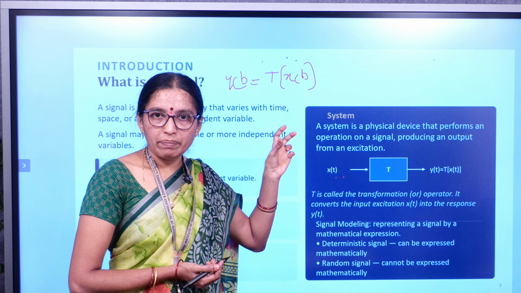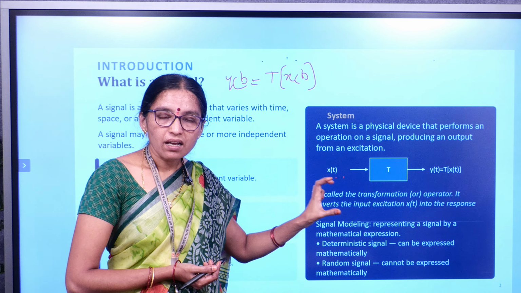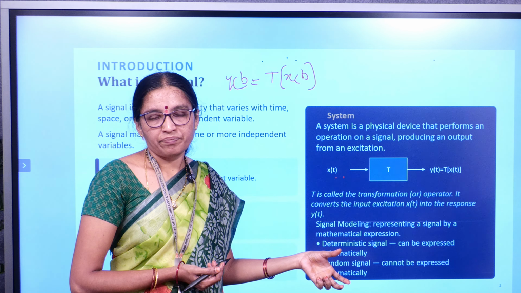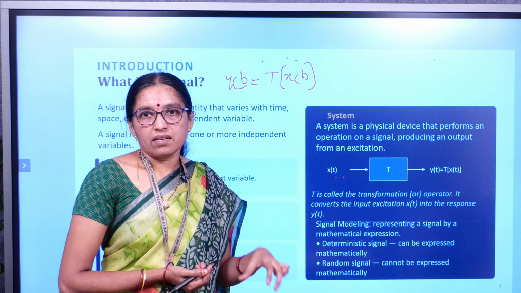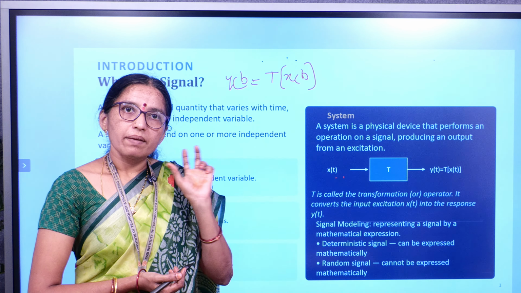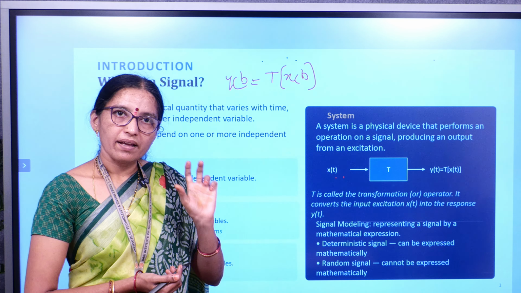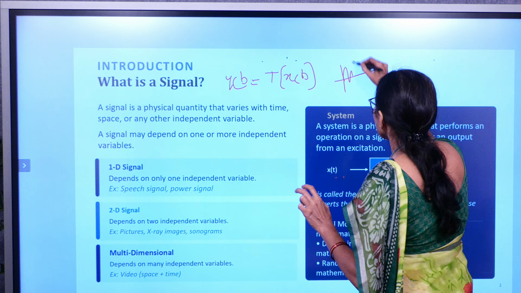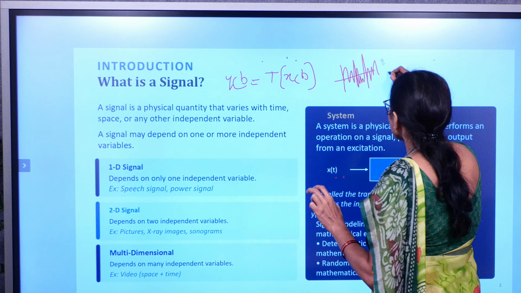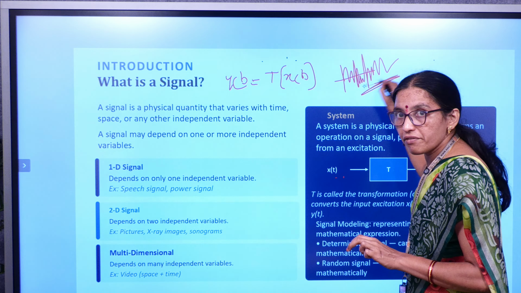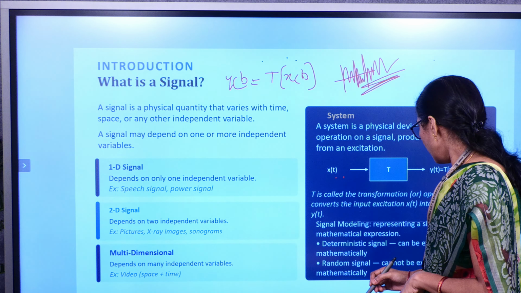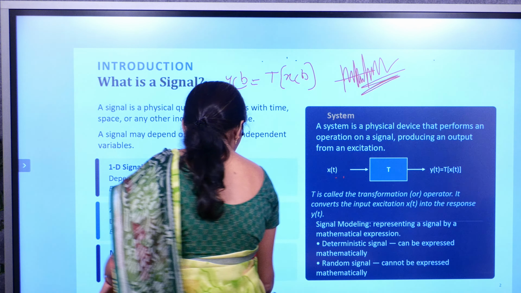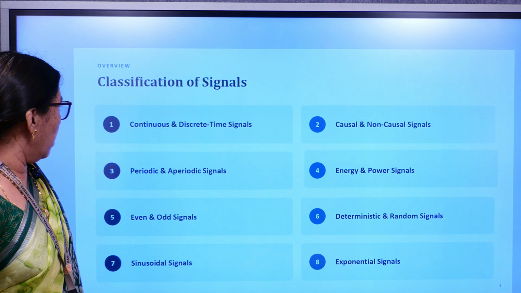So here we are representing the sinusoidal signal with a mathematical expression, a sin t. Similarly, random signal. Random signal means we can't represent the signal by a mathematical expression. Random means some zigzag pattern is there. So this is the best example of random signal. And let us see about the next task.